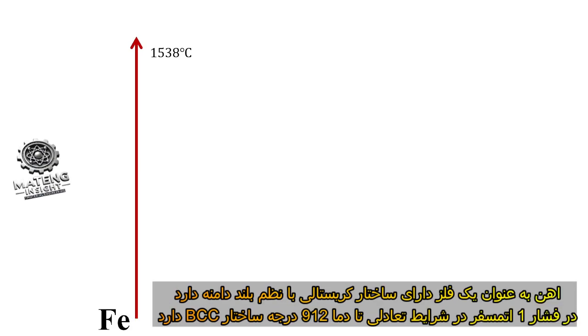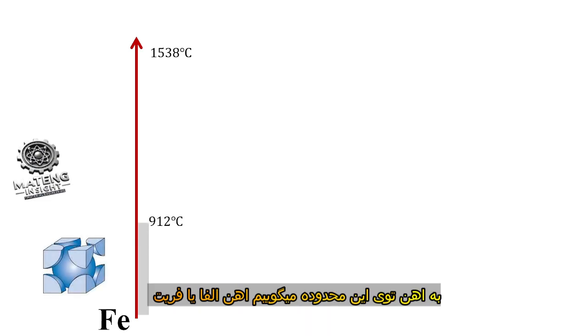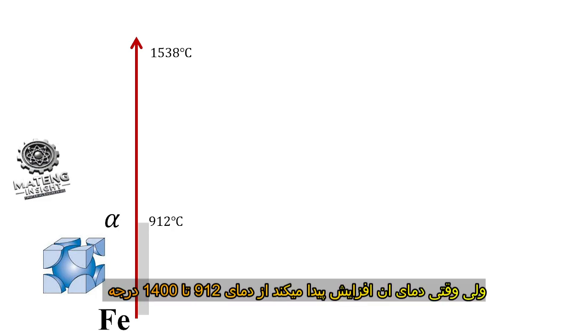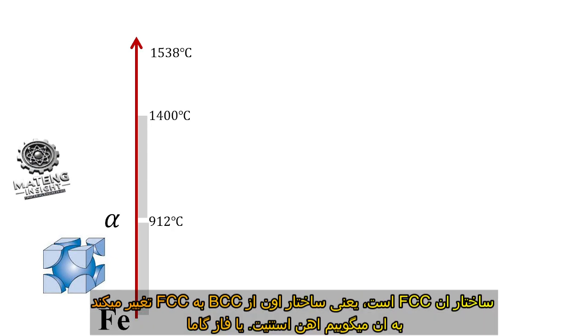Ferrous, as a metal with a long-order crystal structure at a room-pressure atmosphere and equilibrium conditions up to 912 centigrade, has a BCC structure. In this range, ferrous is called alpha ferrous or ferrite. But when its temperature increases from 912 to 1400 centigrade, its structure changes from BCC to FCC. We call it austenite or gamma phase.